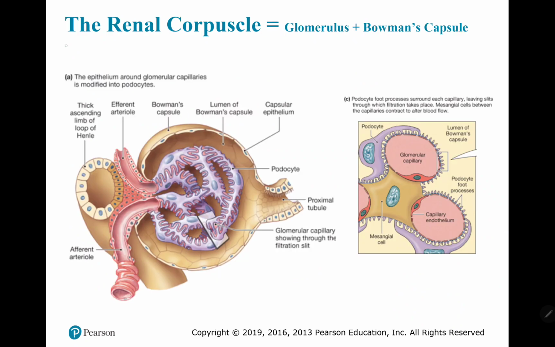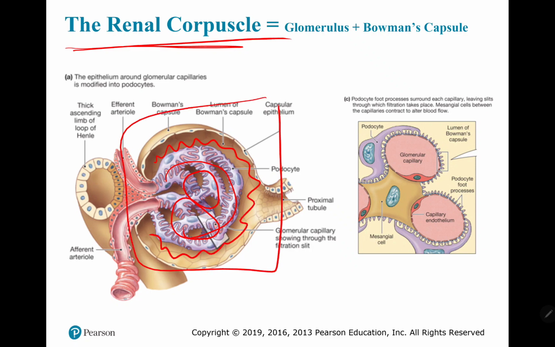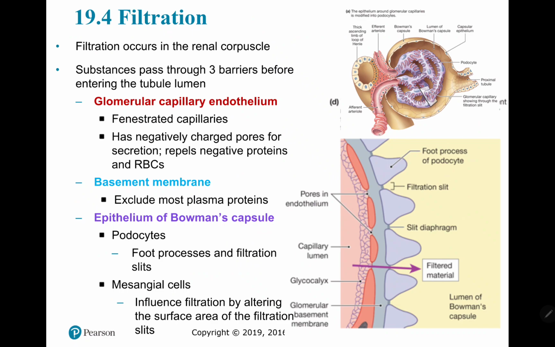So remember what that renal corpuscle is. That renal corpuscle is simply that glomerulus plus the Bowman's capsule space. Okay, all together, this makes up that renal corpuscle. Now, for that filtration to happen, filtration is the mass movement of materials from one area to another area. Right? And again, we know that filtration is going to occur in that renal corpuscle. And so the substances that are going to be filtered must pass through a couple of barriers to then enter the lumen, which is right here, the lumen of that Bowman's capsule.